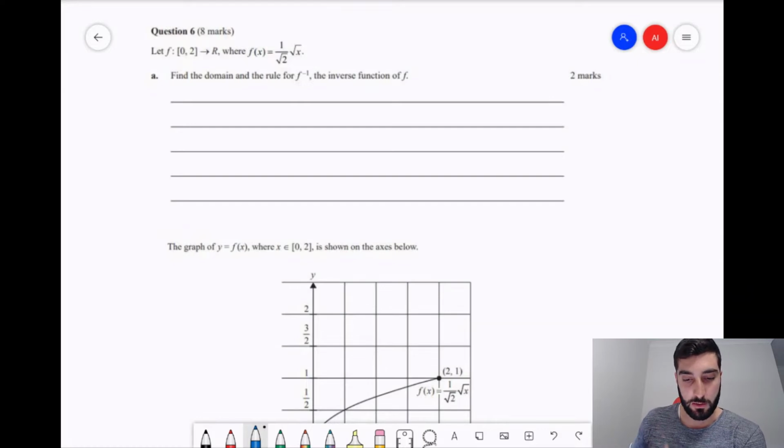Cool, so question 6 here reads: let the function f, which has a domain between 0 and 2, where the function f of x is 1 on the square root of 2 of x, and we're asked to find the domain and the rule for the inverse.